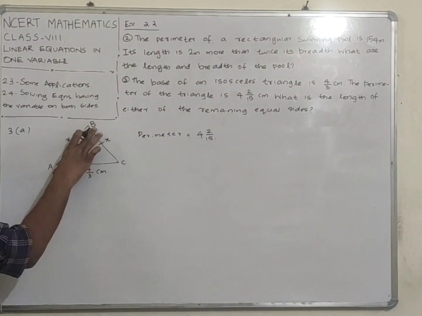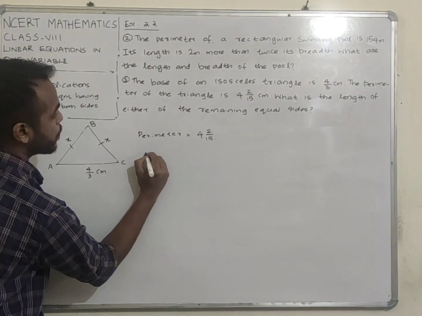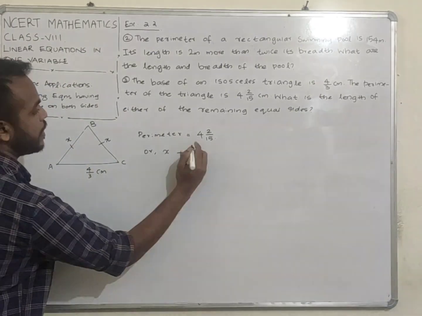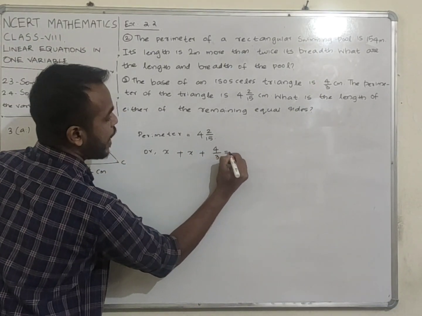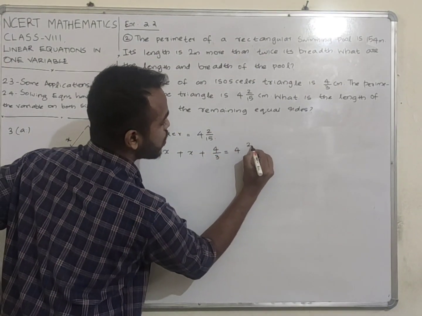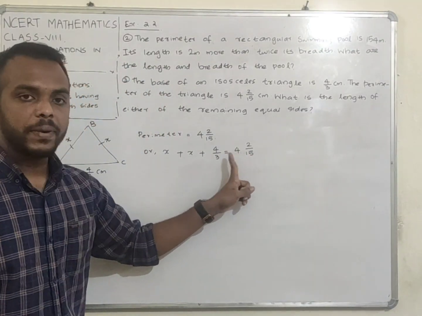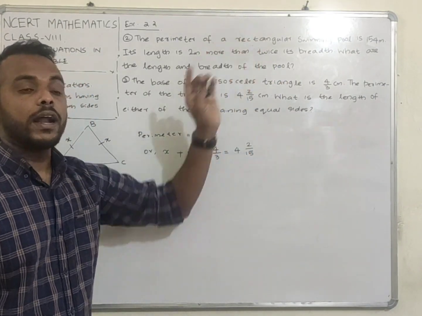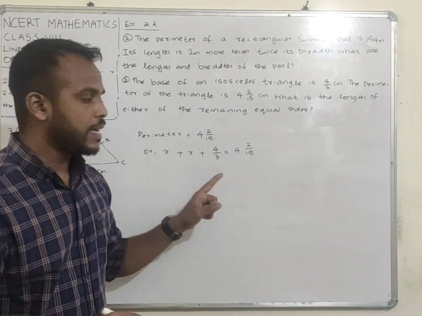Then from the given details, can't you find the perimeter? Yes. Perimeter is AB plus BC plus AC. What is AB? AB is x, plus BC is x, plus AC is 4 by 3. If we add the 3 sides, what are we going to get? Yes, 4 2 by 15. This is not a normal fraction. This is a mixed fraction. We need to convert this into an improper fraction. I hope you already remember that.